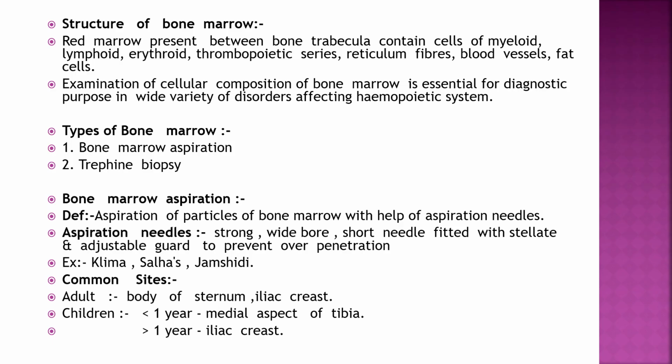Bone marrow aspiration is the aspiration of particles of bone marrow with the help of aspiration needles. The needles should be strong, wide bore, and should have a guard to prevent over-penetration. Examples of bone marrow aspiration needles are Klima, Salah, Jamshidi. The sites of collection are, in adults, the body of the sternum or iliac crest. In children less than 1 year, it is the medial aspect of the tibia, and for children more than 1 year, it is the iliac crest.